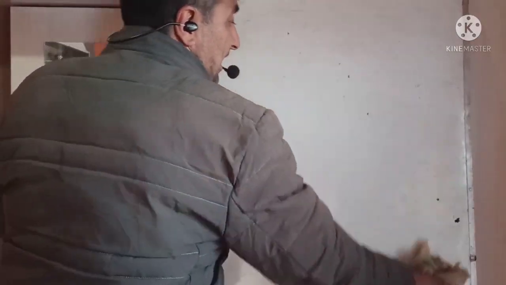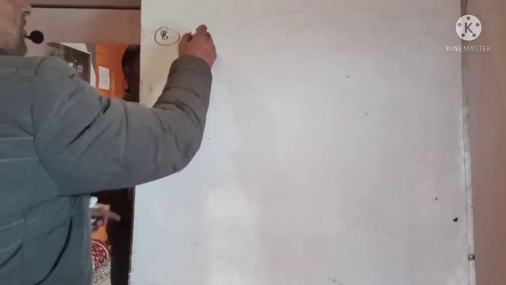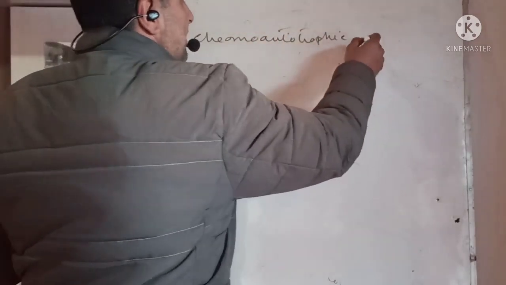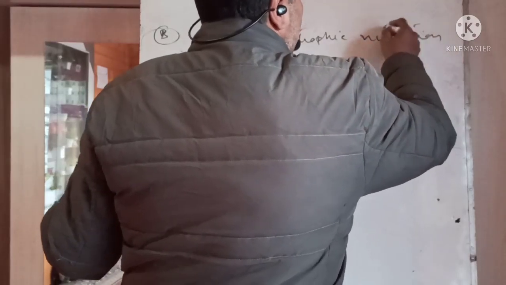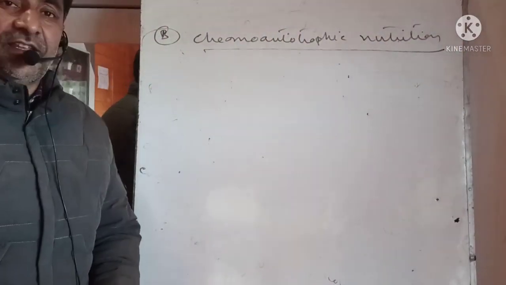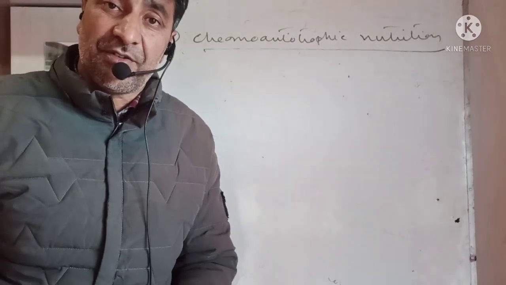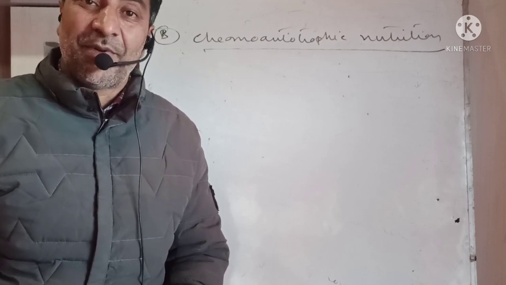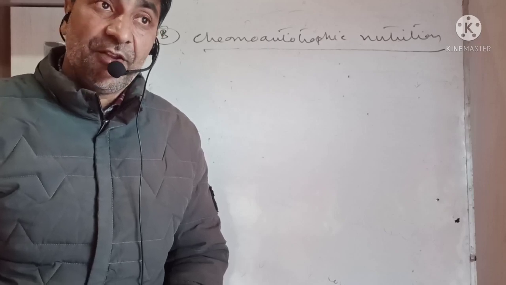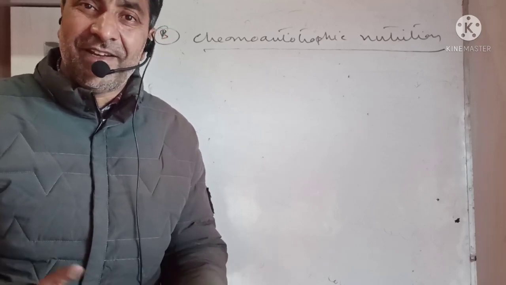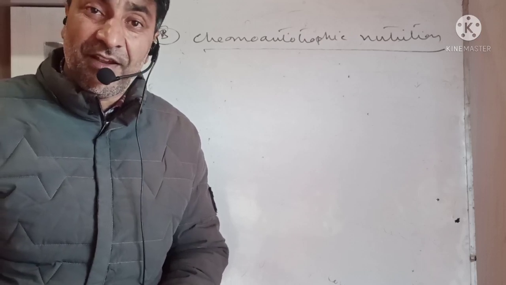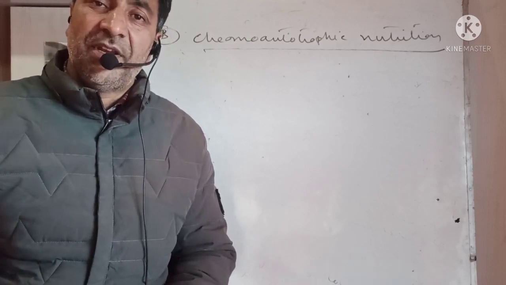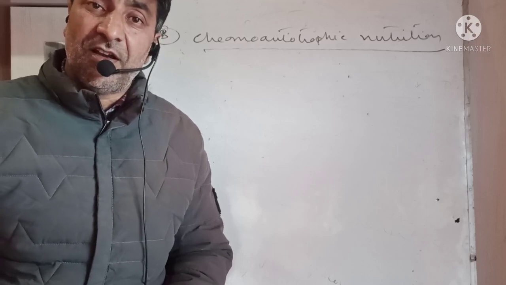Next type, that is chemoautotrophic mode of nutrition. Shall I try to understand chemoautotrophic nutrition? What does this mean? Chemoautotrophic means organisms prepare their own food from chemicals, utilizing energy derived from chemical reactions. They do not get energy from sunlight. During chemical reactions, energy is released, and such energy is later utilized in the manufacture of food. Such a process is called chemosynthesis.